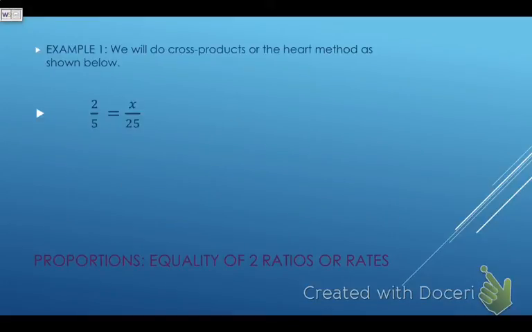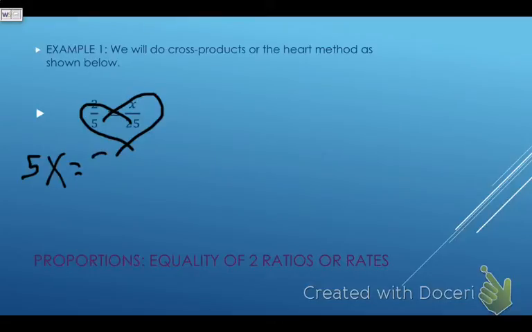Our first example is example 1, and we will do either what we call the cross products method or the heart method as shown below. In the heart method, I'm just going to start here and draw like this, and that means I'm going to multiply 5 and x. So we're going to write 5 times x equals, and then I'm going to start here at the 25 and go this way, making it look similar to a heart. So 25 times 2 is 50.